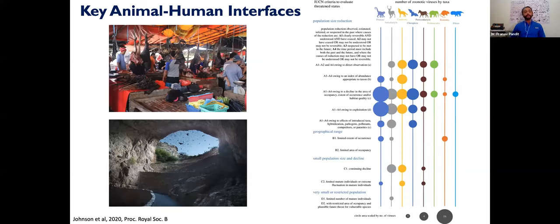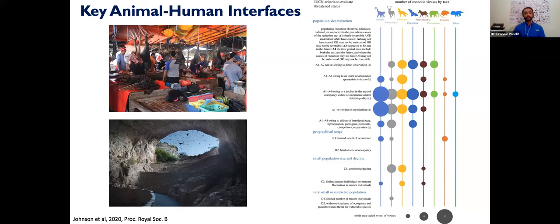So if we go to our next slide, we'll have our first example, where we tried to identify key animal-human interfaces. Here in the plot, you can see that on the vertical axis, there are species that have been classified according to IUCN threatened status. And the bubbles represent the number of viruses that those species, or groups of species, share with humans. As you can see, the bigger bubbles represent a higher number of viruses.